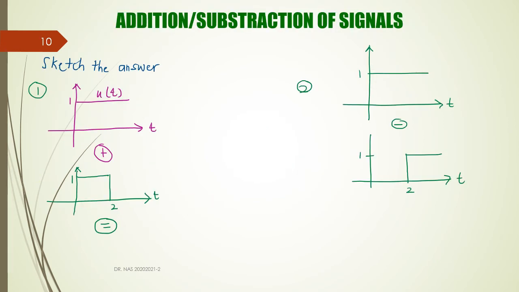Next I'll share how to add or subtract at least two signals. You need to consider point by point. Look at how many components the signals have. In this case, the first one is a signal u(t), so the amplitude is 1 for positive t. The second one is a rectangular pulse having an amplitude of 1 from t equals 0 to 2.